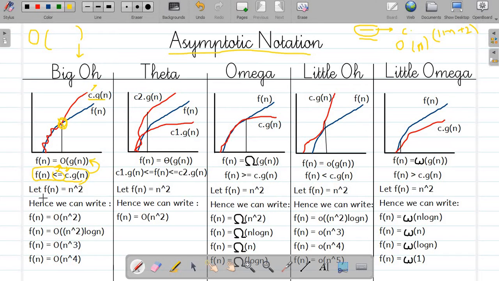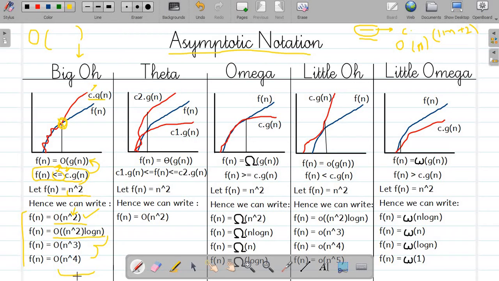So for example, if my f(n) is n square, we can write it as big O of n square or big O of n square log n. See, over here this one was equivalent to our g(n). So f(n) is equivalent to g(n) here, and in these other scenarios, my f(n) is less than g(n). So we say that for our f(n), we can write all these notations.